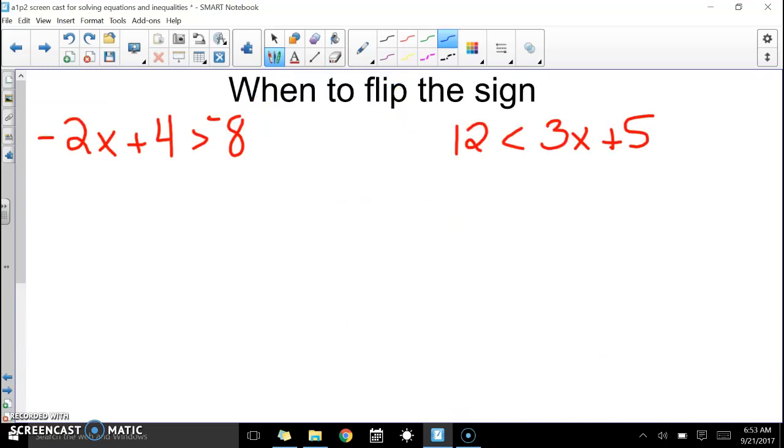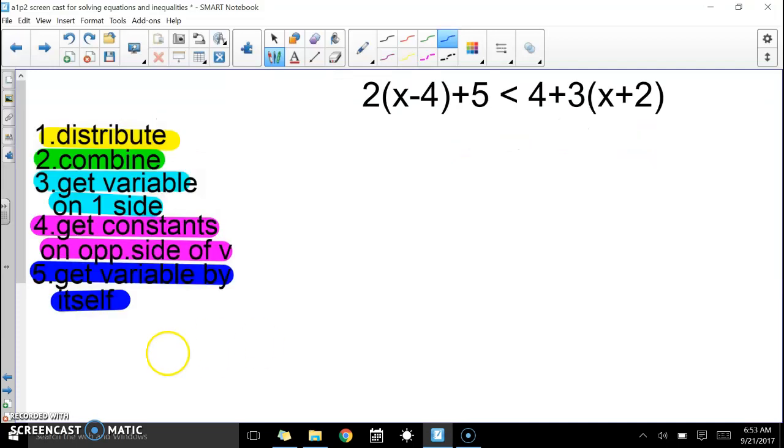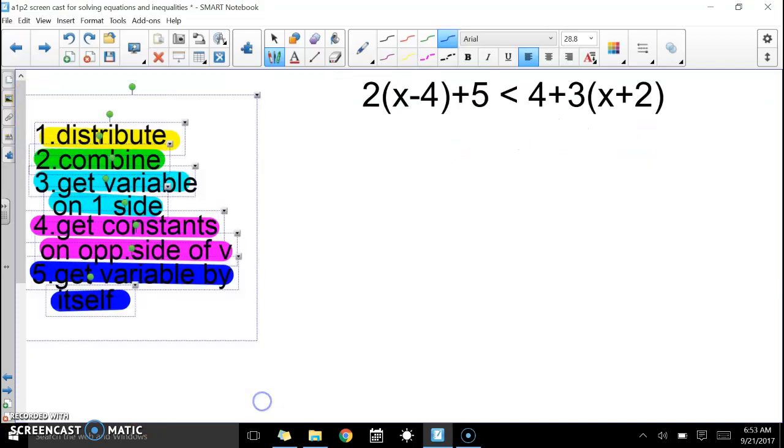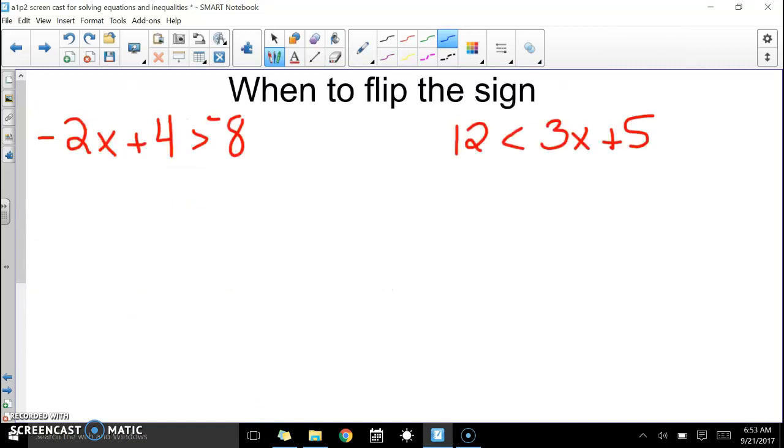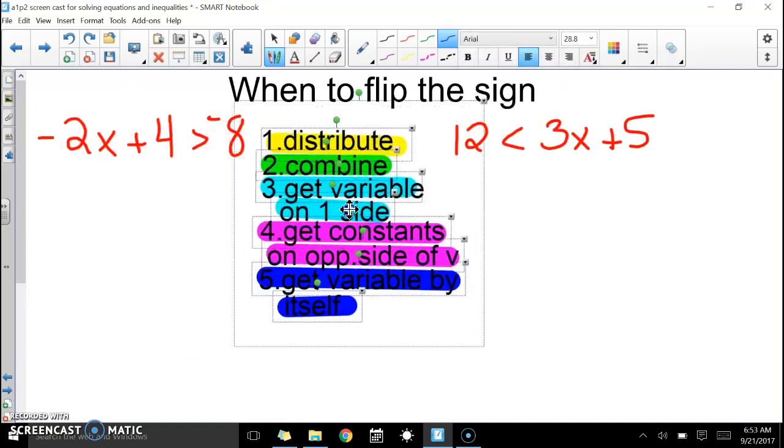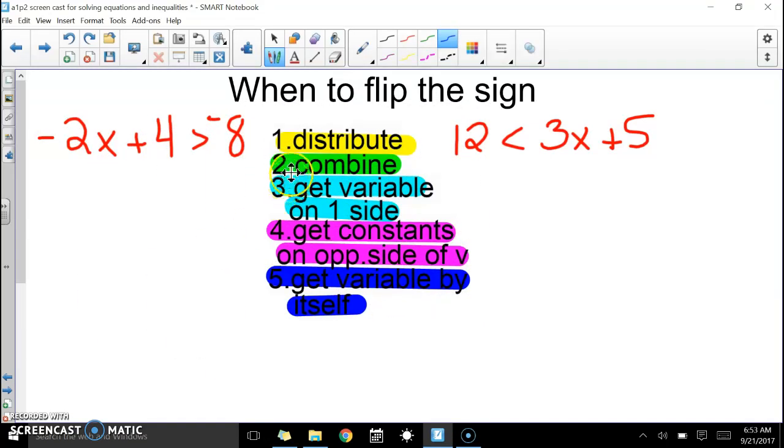Okay. Now let's go over when we're going to flip the inequality sign. Here are our steps. Let me go ahead and put those right there so we can look at them. My first step says to distribute. There's nothing to distribute, so I go to step 2. Step 2 says to combine. There's nothing to combine, so I go to step 3. Get the variable on one side. Well, look at that. A variable's already on one side. I don't have to do anything.